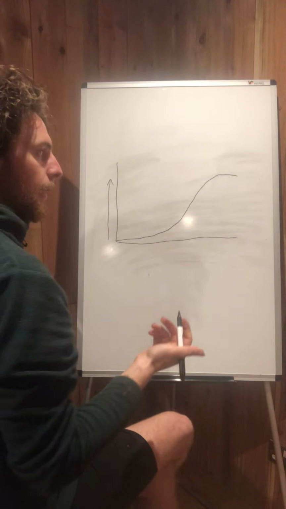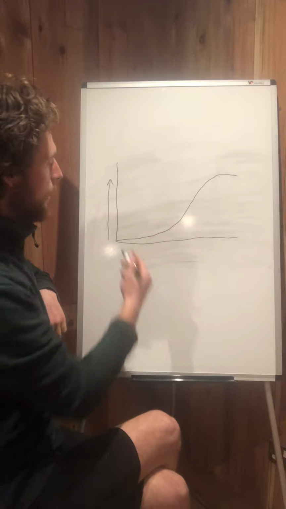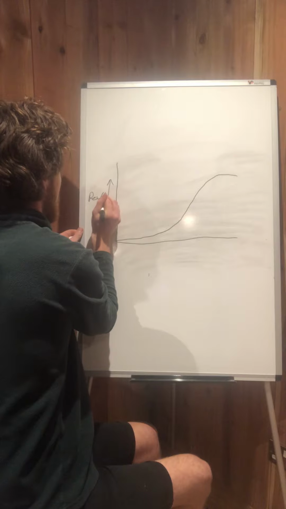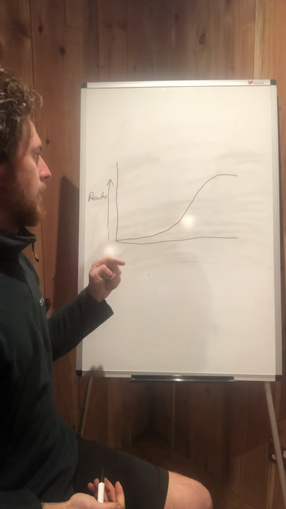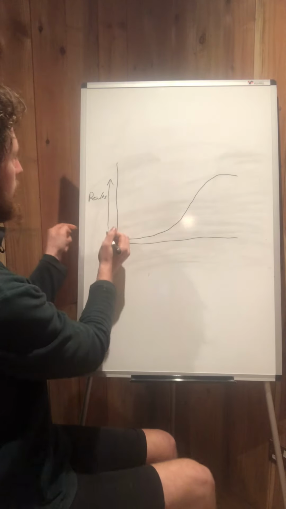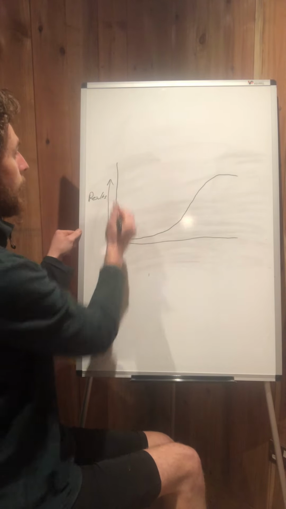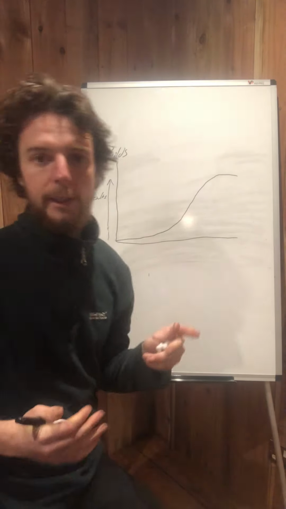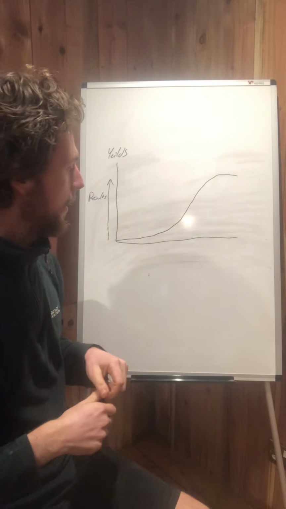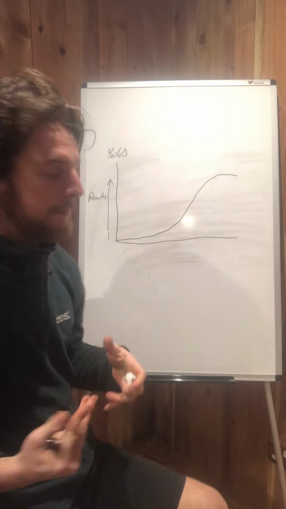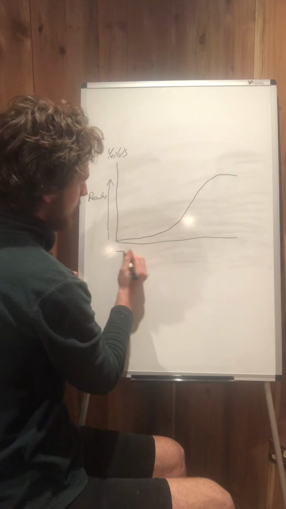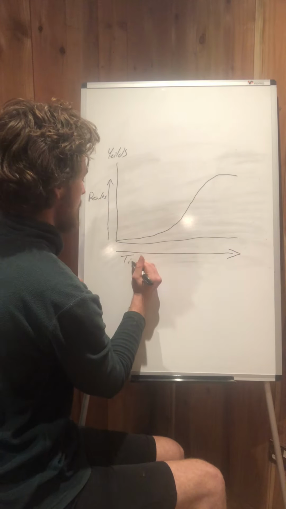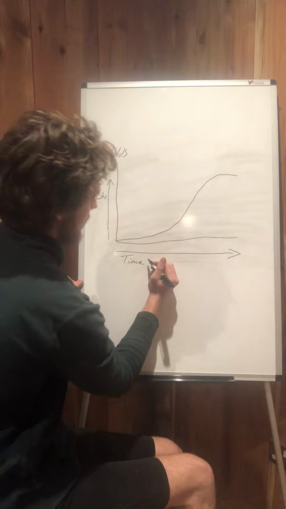So it will more than likely look like this. So here we have the results. So the results going up, right? And so this can be, for example, like your yields. So your yields from your veg, your yields from your flowers, and here we have time. And slash effort as well.